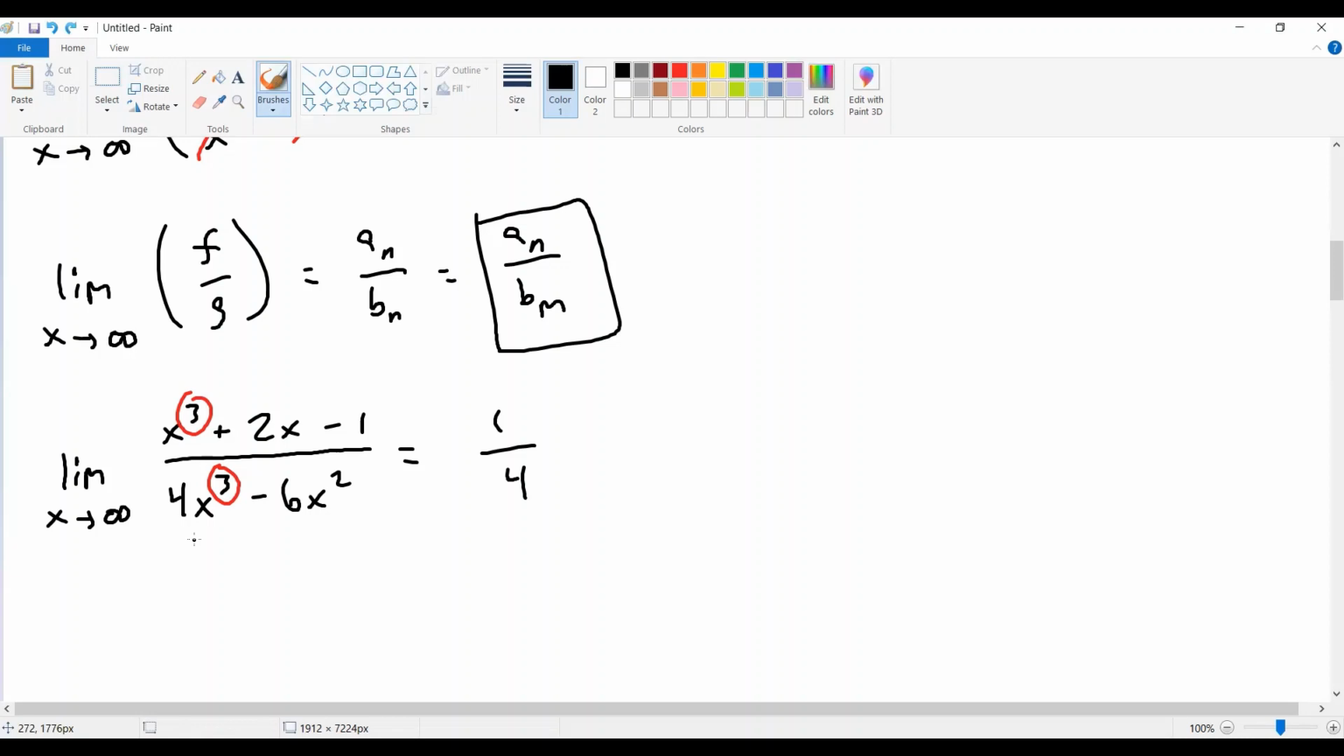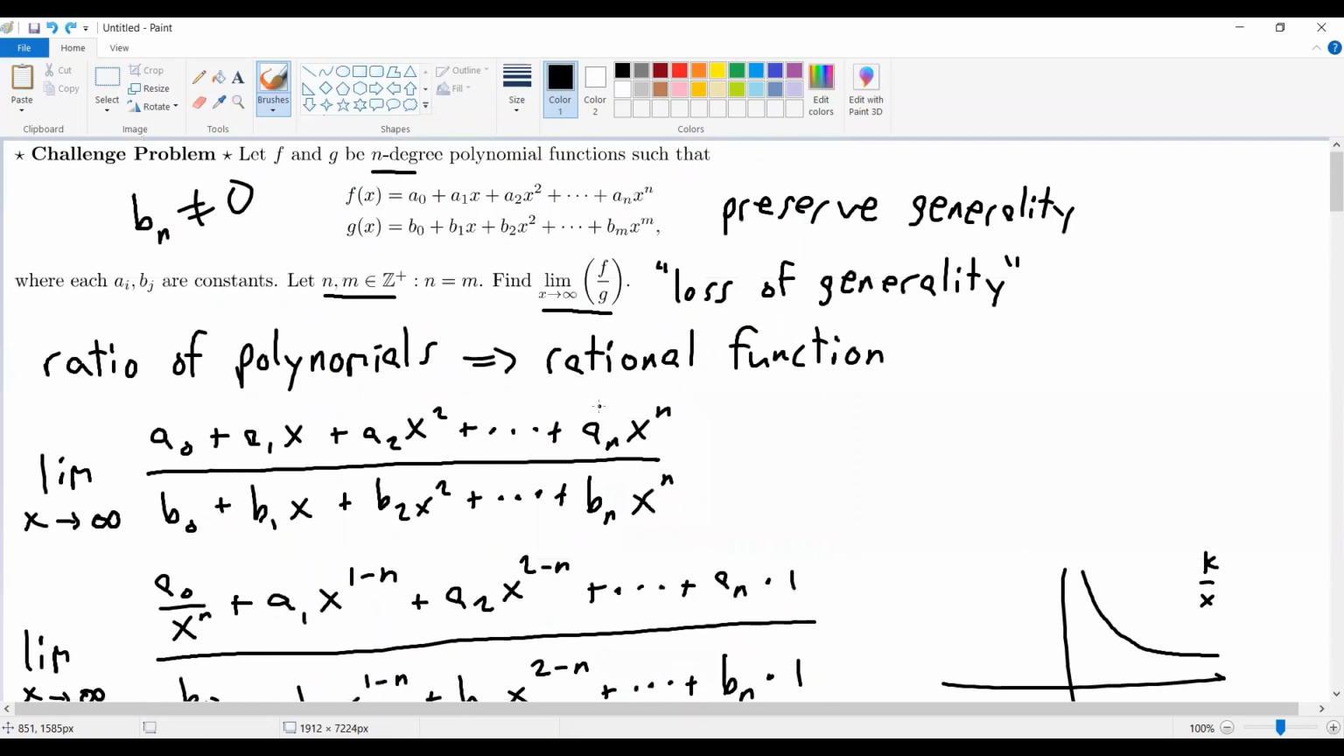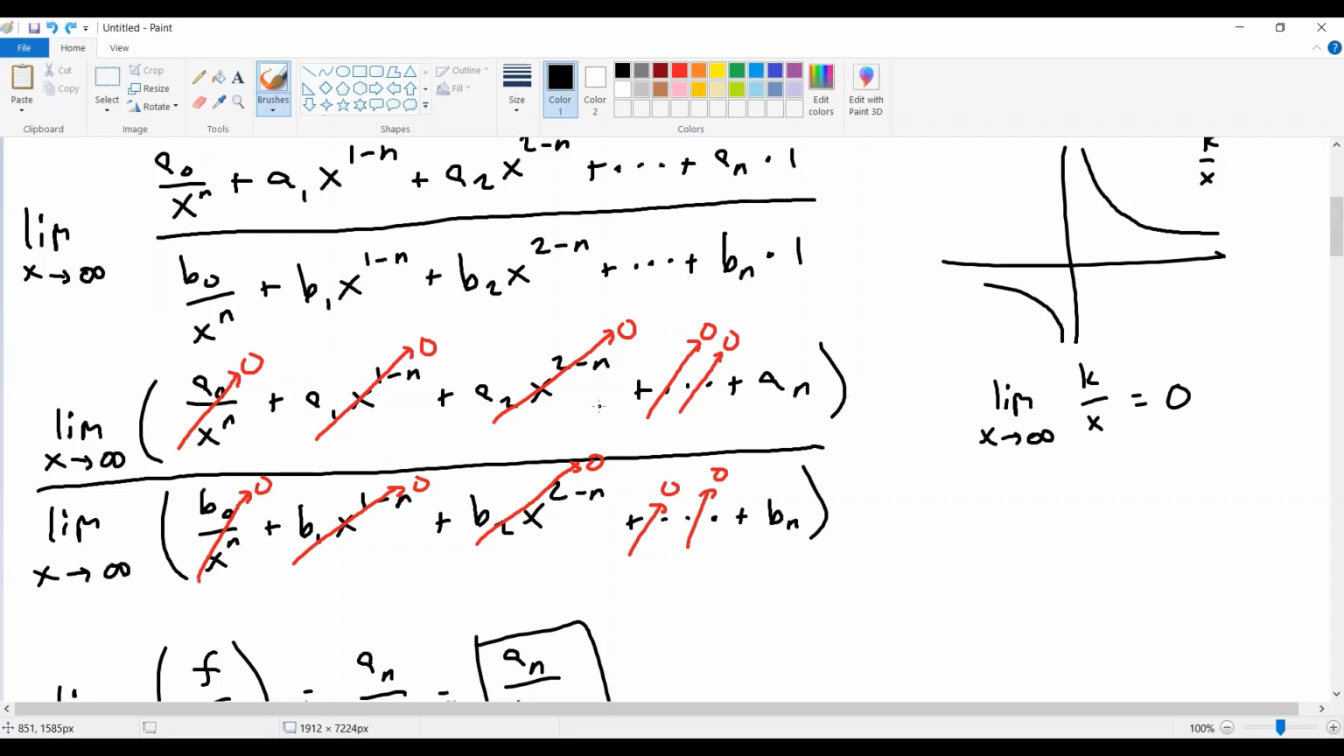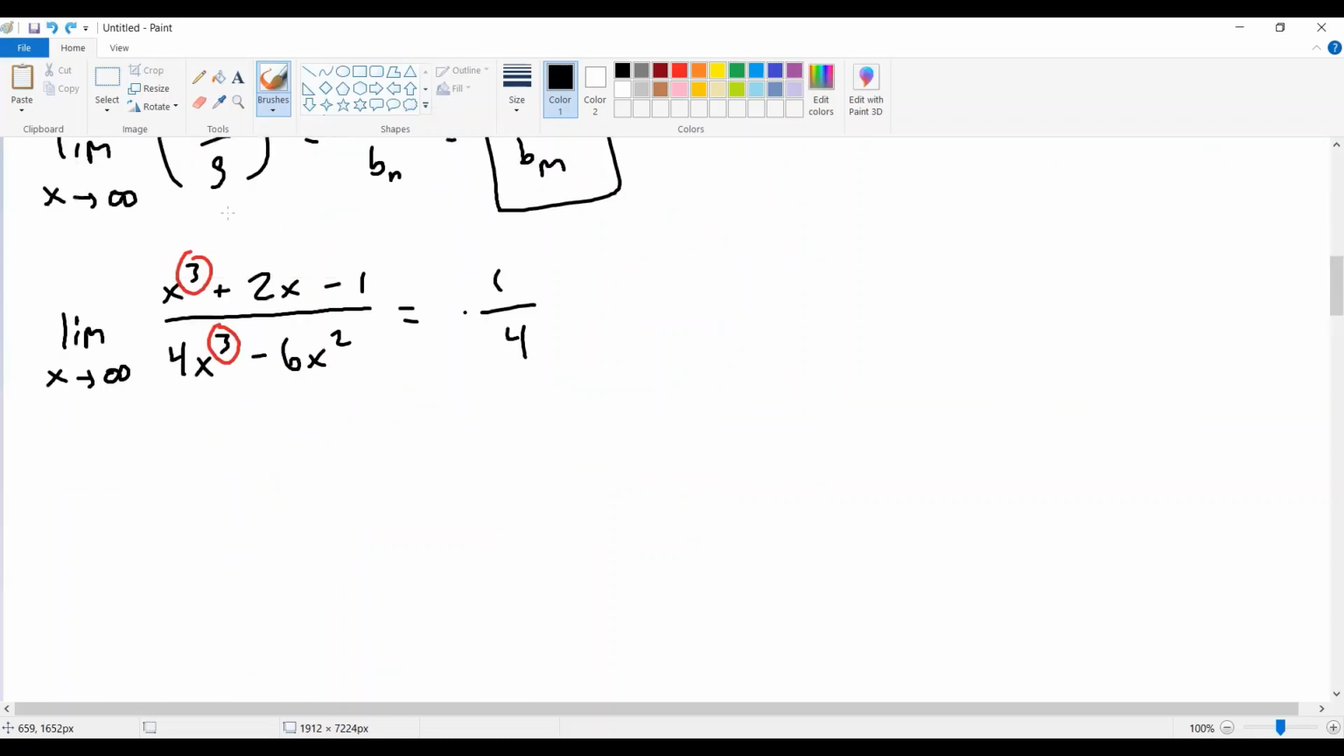So yeah, that's the challenge problem. That's why we do the challenge problem, so that you can unlock this little trick, this limit trick. Basically, doing the whole exercise in full lets you take the shortcut whenever you see an easy rational limit as such.